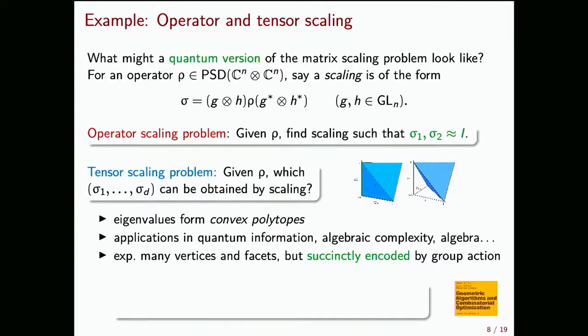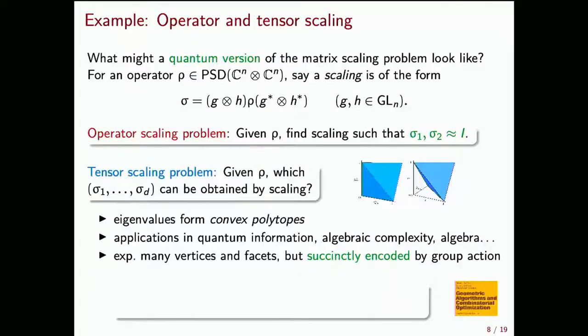But what's cool here is that they're succinctly encoded. They're encoded in a different way, namely by this group action. So we can actually write them down very efficiently, but implicitly in this way. What's very interesting to us in this field is, can we somehow reveal these polytopes not by writing down gigantic lists of vertices or gigantic lists of facets, but by giving an algorithm that can check efficiently whether a point is in the polytope or not?